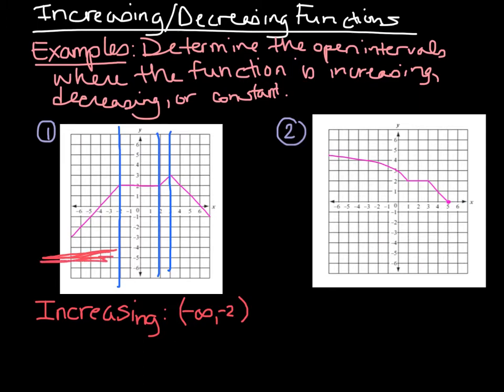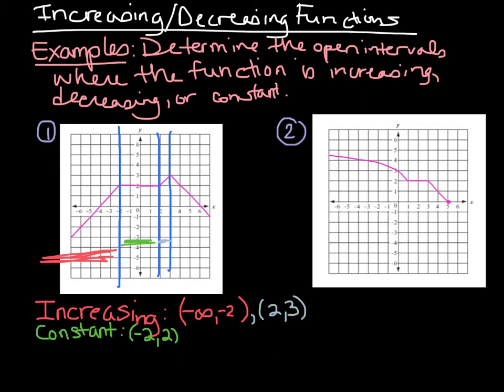That's where it's increasing. From there, the graph actually, between -2 and 2, it doesn't change at all. So that's where we say that it is constant. And once again, I'm going to write this in interval notation as -2 to +2. The next part, I have just a little tiny piece from 2 to 3 that is increasing again. So I'm going to write that as the interval (2, 3).